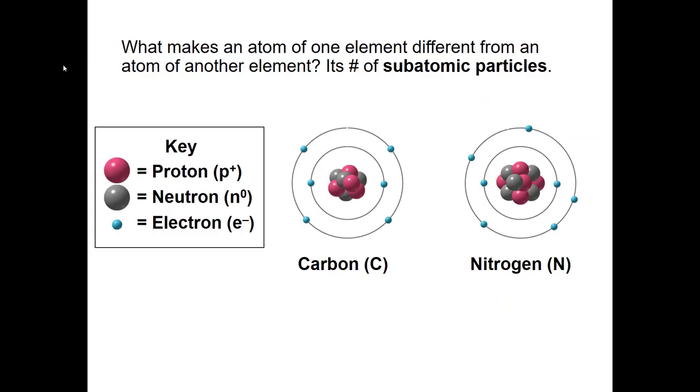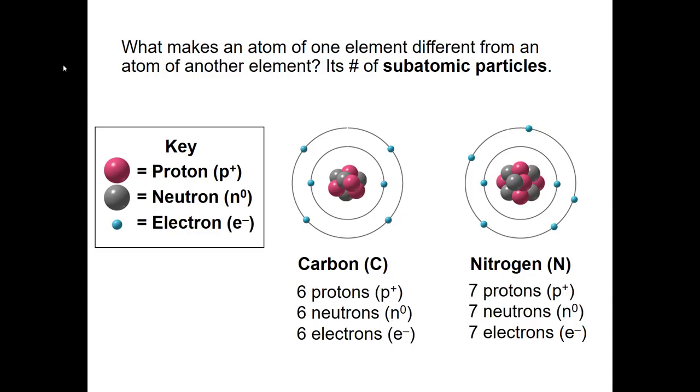So again, the thing that makes an atom of one element different from an atom of another element is its number of subatomic particles. So if we're looking at carbon here and we're comparing it to nitrogen, our carbon atom has 6 protons, 6 neutrons, and 6 electrons. That's what makes it carbon. In particular, it's the protons here. This is what we see on the next slide. The 6 protons in particular is what makes it carbon. And that's in comparison to nitrogen. So our example of our nitrogen atom up here has 7 protons, 7 neutrons, and 7 electrons. And specifically the fact that it has 7 protons is what makes it a nitrogen atom.